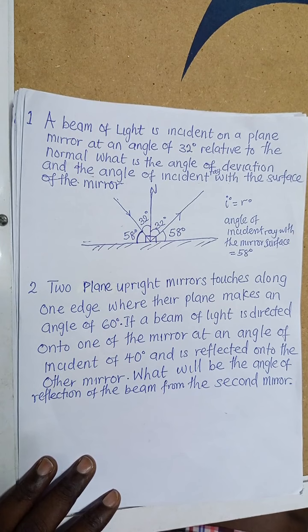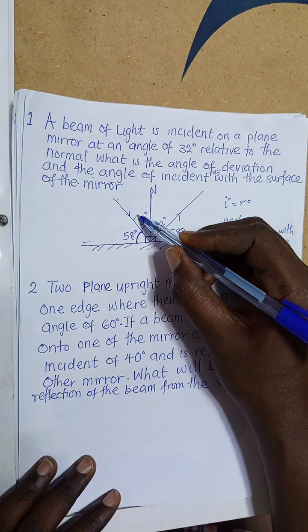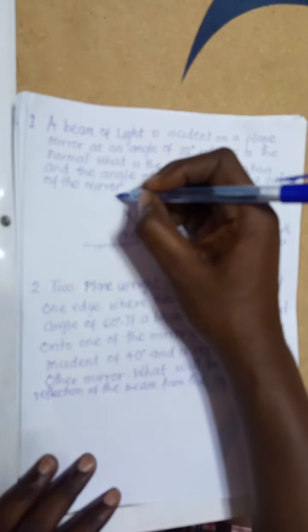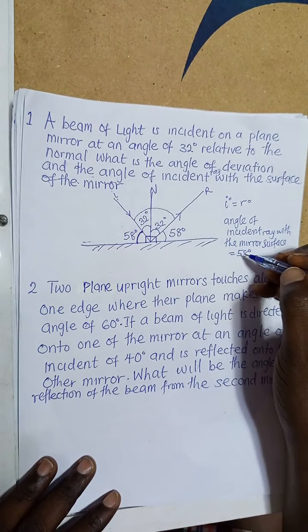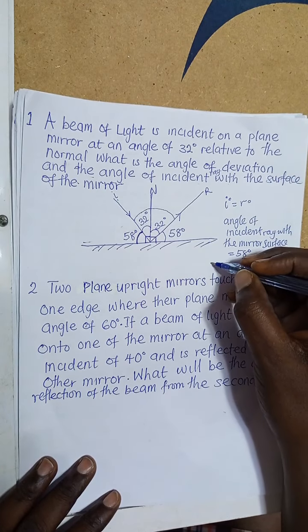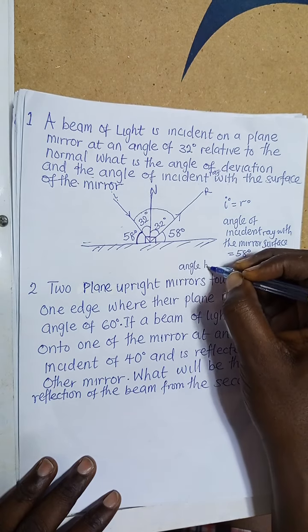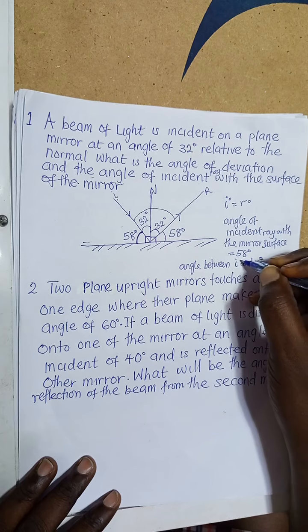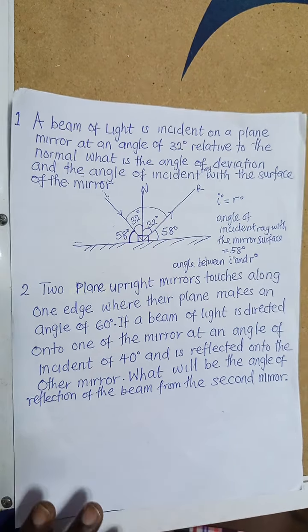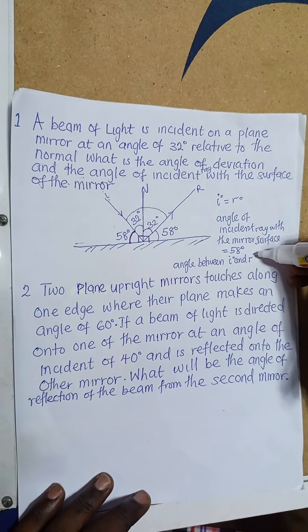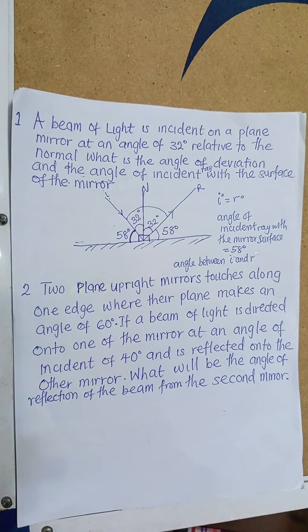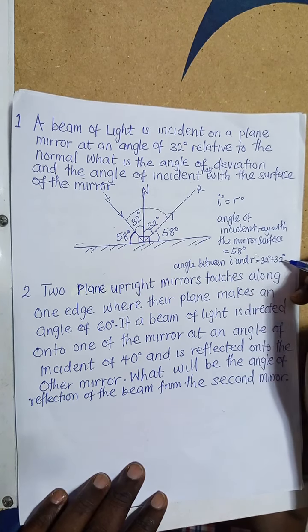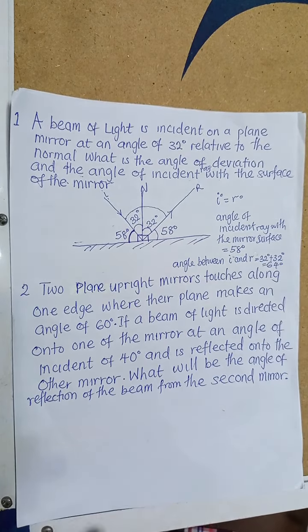Another thing again that we need to know, they can ask what is the angle between the incident ray and the reflected ray. This is the reflected ray, this is the incident ray. So the angle between them, the angle between I and R, is equal to 32 degrees plus 32 degrees. And that will give us 64 degrees. So that one is settled.